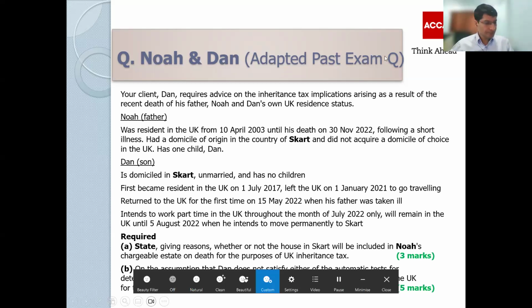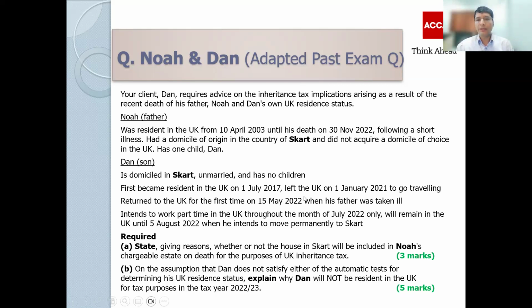Right. Thank you. The first part talks about the UK inheritance tax, and the second part is about the residency discussion. Even the first part relates to residency and domicile.